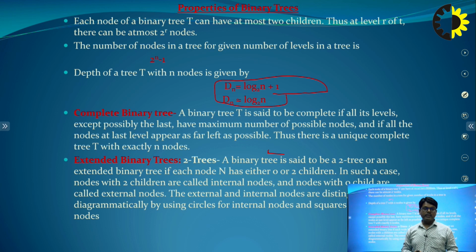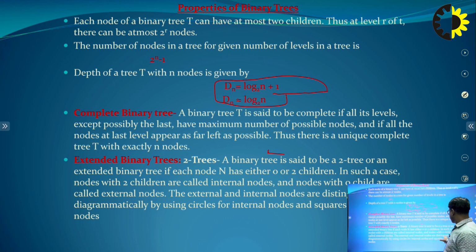And next is the extended binary tree, that is a 2-tree. A 2-tree is also considered a binary tree here. A binary tree is said to be an extended binary tree if each node n has either 0 or 2 children. In such a case, nodes with 2 children are called internal nodes, as you can see in the definition, and nodes with zero children are called external nodes.